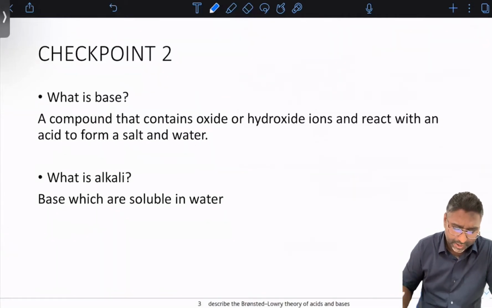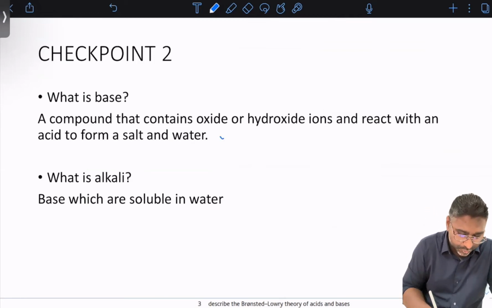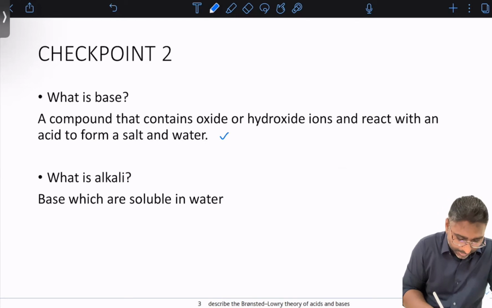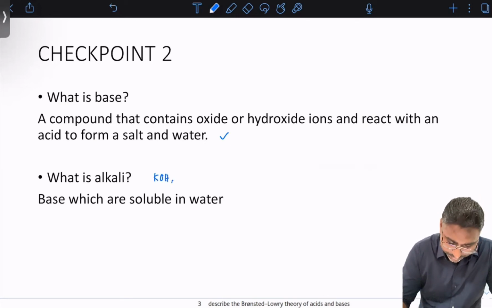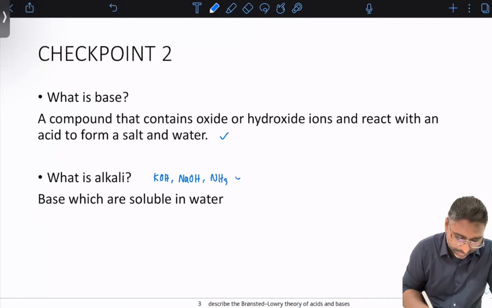So the answer for this: what is a base? A base is a compound that contains oxide or hydroxide ions and reacts with acid to form salt and water. And what is an alkali? Bases that are soluble in water are alkalis. There are a lot of bases, but only a few alkalis, such as sodium hydroxide and ammonia. So you can memorize all this.